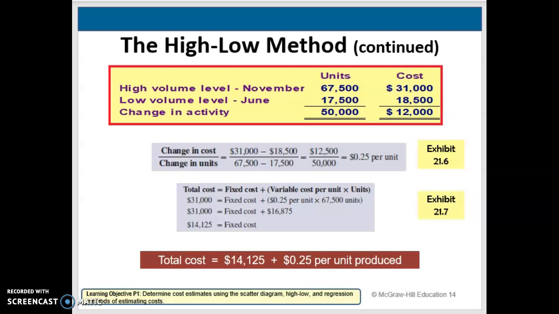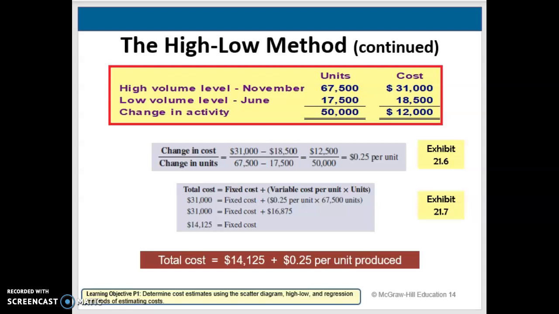Then we can take one of our points and plug that into our equation. Our equation is total cost equals fixed cost plus the variable cost per unit times the number of units. We know our total cost for the point we chose, November, is 31,000. Our variable cost per unit is 25 cents per unit, and in November we had 67,500 units. If we multiply the variable cost per unit times the number of units, we get 16,875.